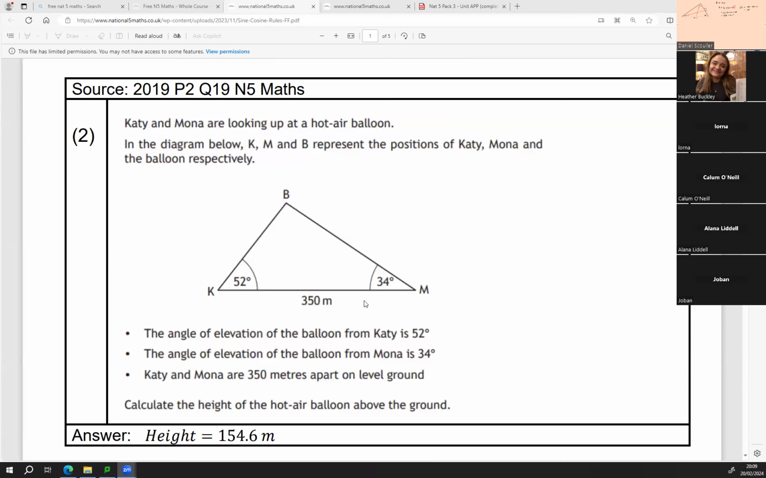Let's not do that. All right, let's do 2019 paper 2, question 19. Question 19 means it's towards the end of the paper, which often means it's the harder ones. These are the ones that if you get some marks in, you're happy days. It gets worse as you go on. You get an hour and a half anyway.